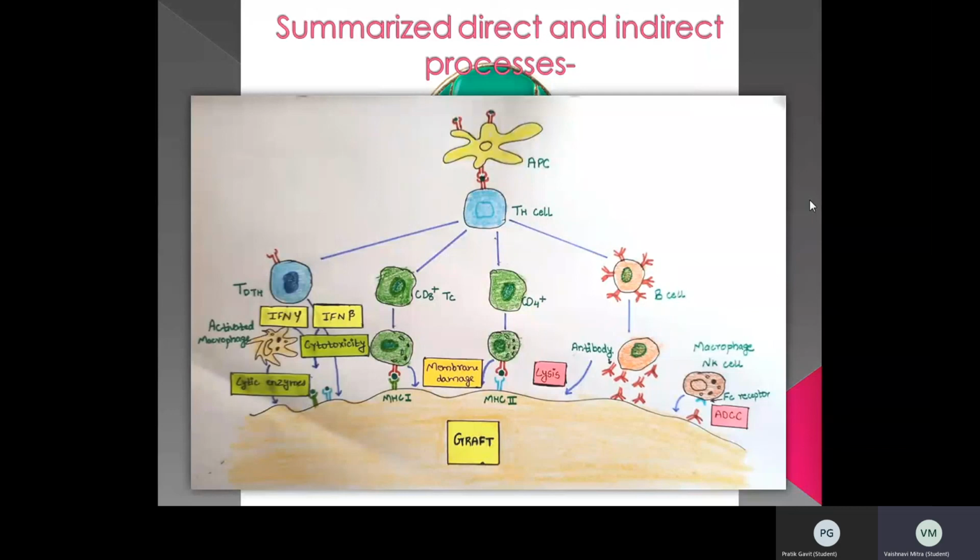They are going to cause membrane damage and thus causing the graft rejection. So this was the process of the direct method.